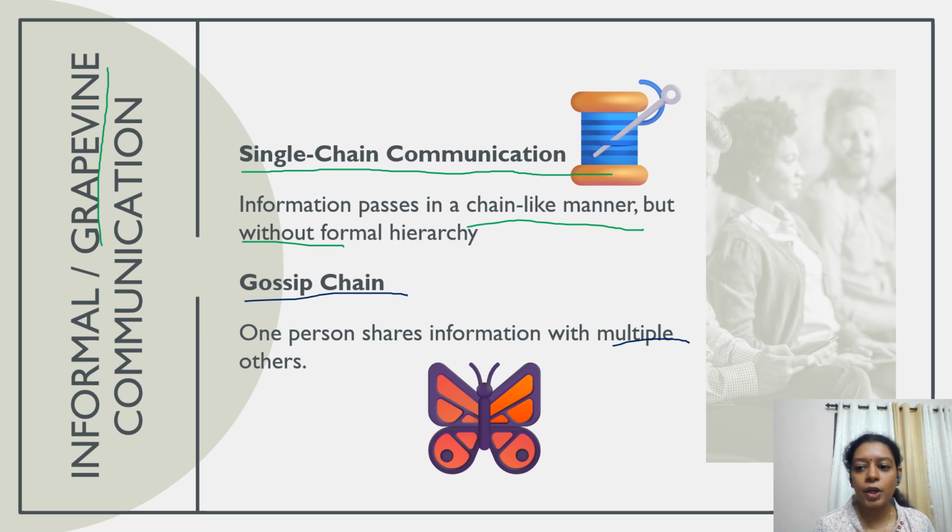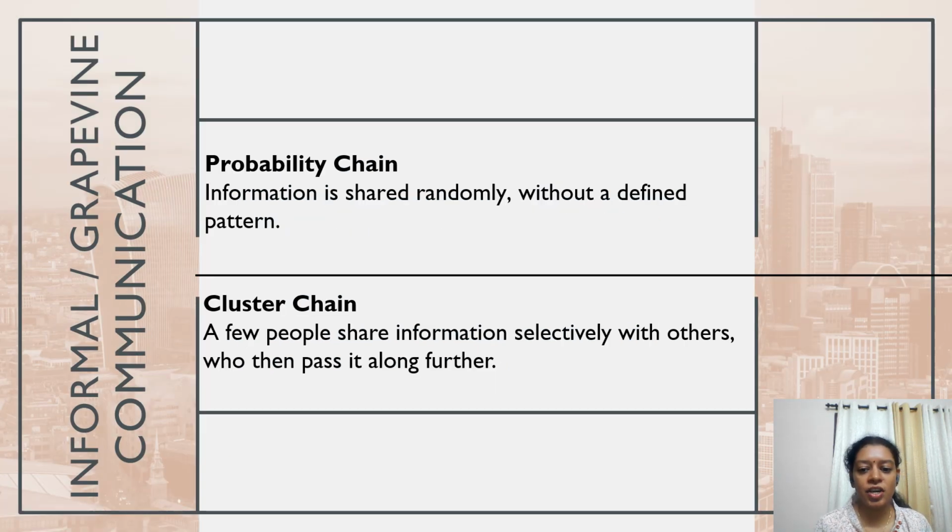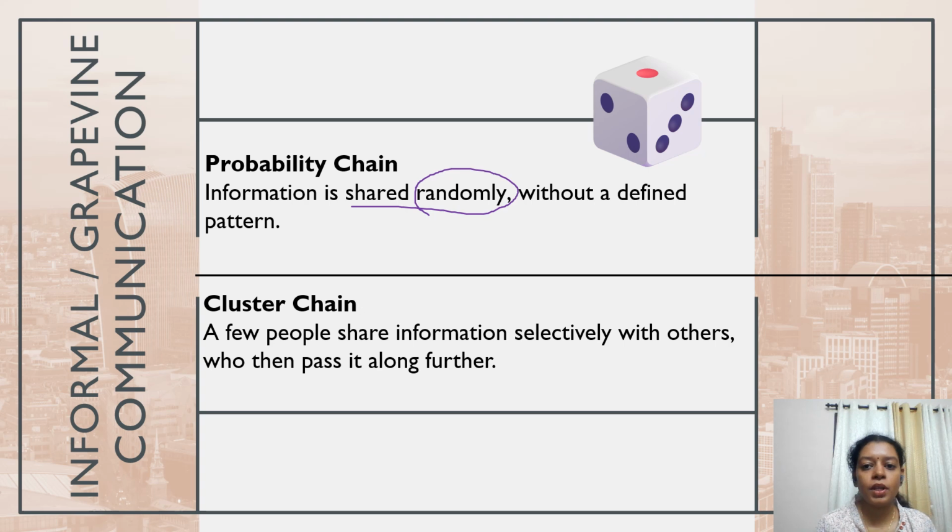Next, coming to the probability chain. What is the probability chain? Here the information is shared randomly, without a defined pattern. For example, a piece of news about a salary hike reaches employees through random chats and all. That can be considered the probability chain. You can remember it by thinking of a rolling dice. Randomness decides who gets the information.